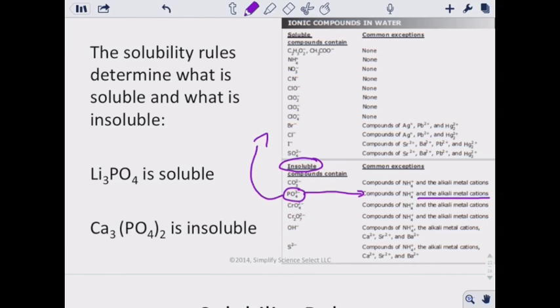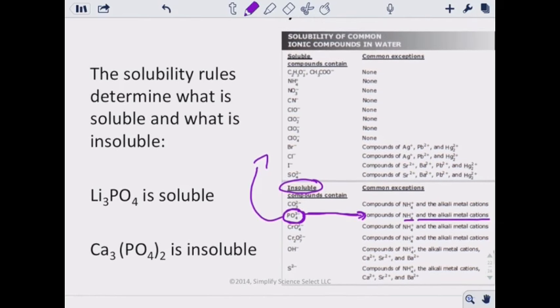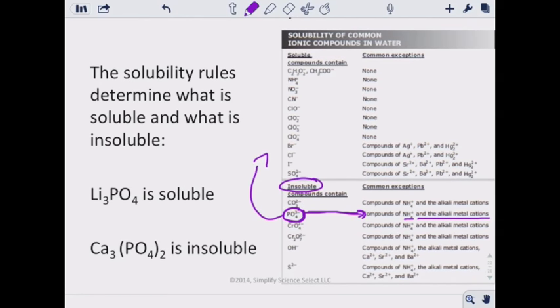But when we look at calcium phosphate, we know that phosphate is insoluble unless it has an exception. It has to be bonded to ammonium or an alkali metal. Calcium is not an alkali metal, it's an alkaline earth metal. So since it's bonded to phosphate, it's insoluble. It will not dissolve in solution, it will not become aqueous. It'll stay in its solid form even when you put it in water.